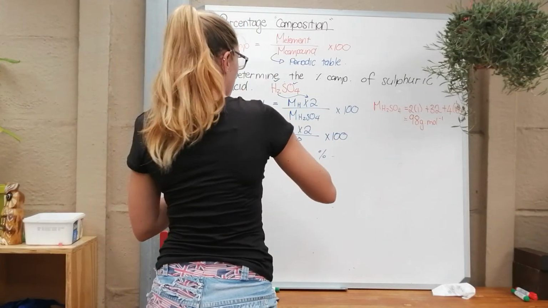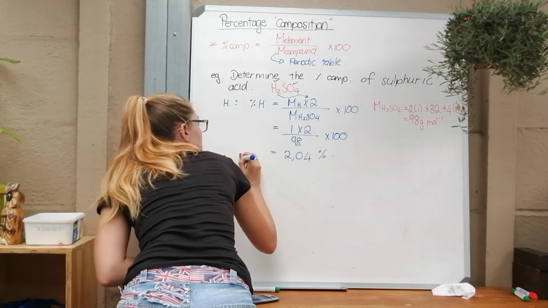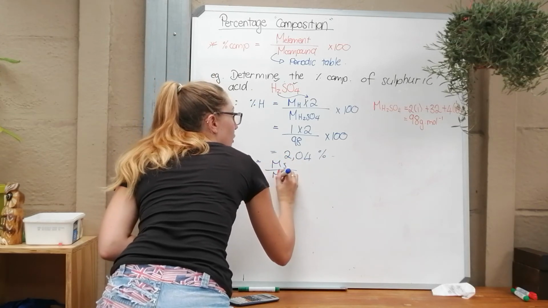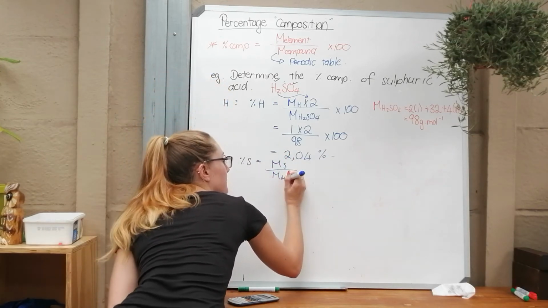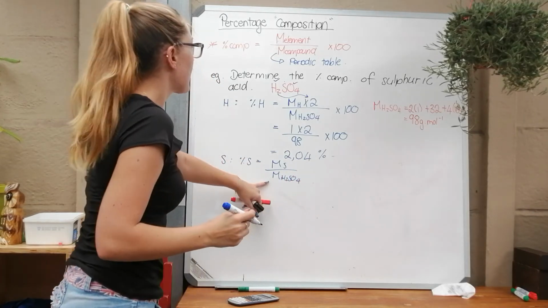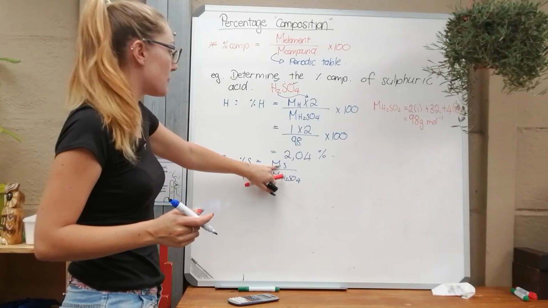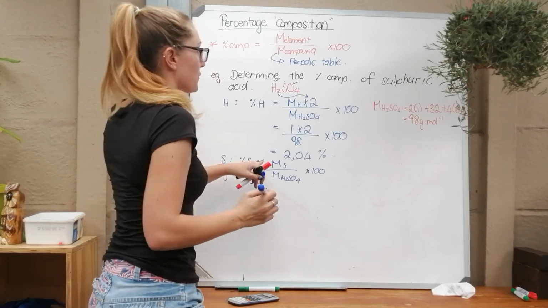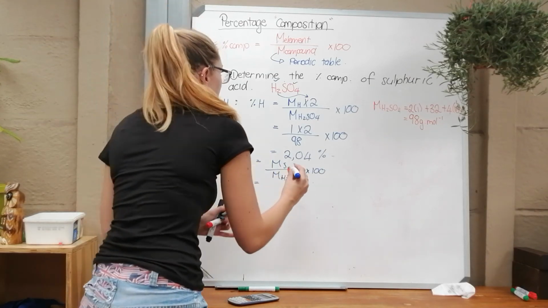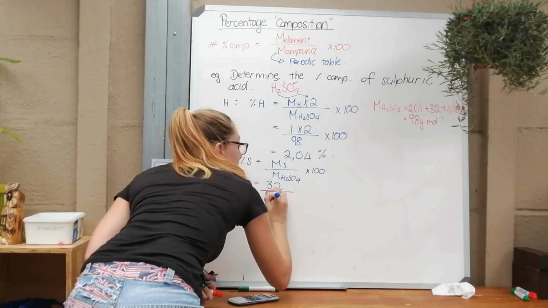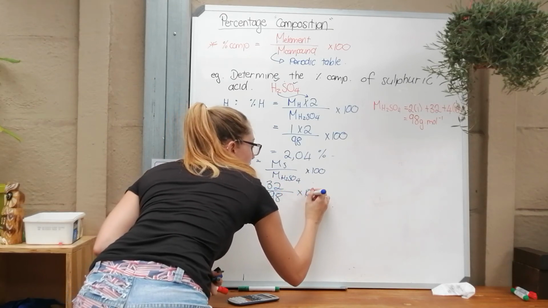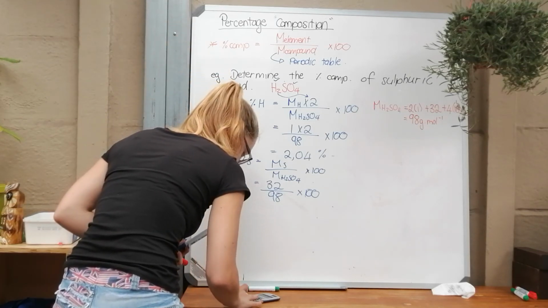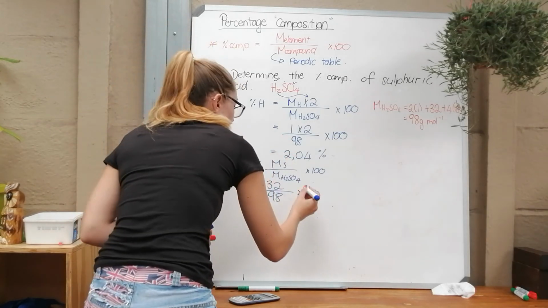Sulfur first. Percentage sulfur equals the molar mass of sulfur over the molar mass of our whole compound, which is H2SO4, times 100. Let's double check how many sulfurs I have. 1, so I don't have to multiply this by anything. We substitute in: 32, and my entire compound is 98, times 100. We should get roughly 30%. 32 divided by 98 times 100 gives us 32.65%.